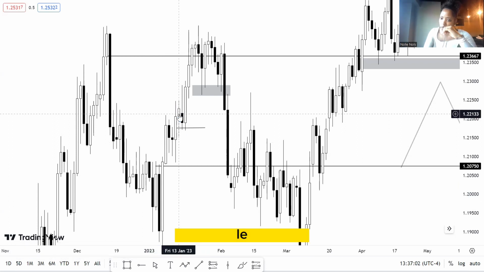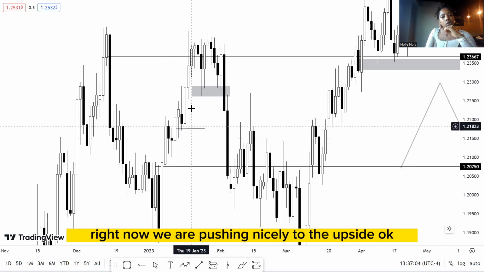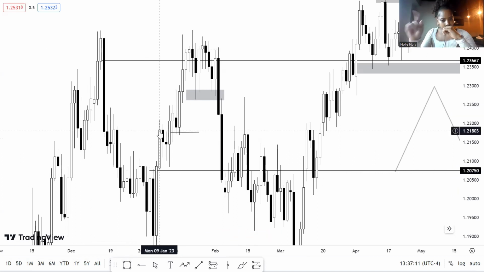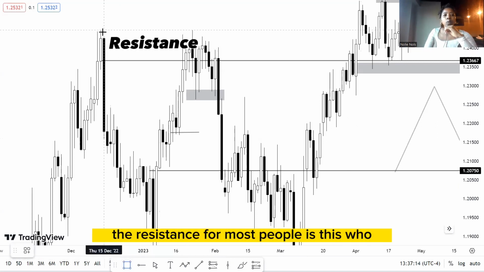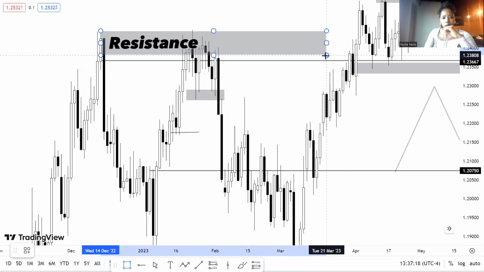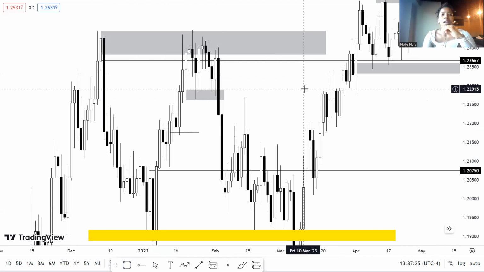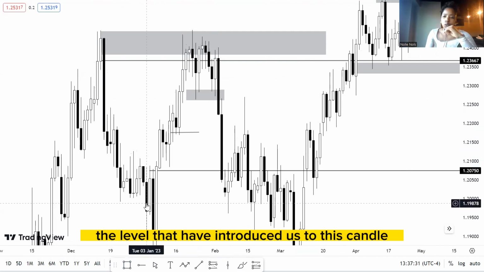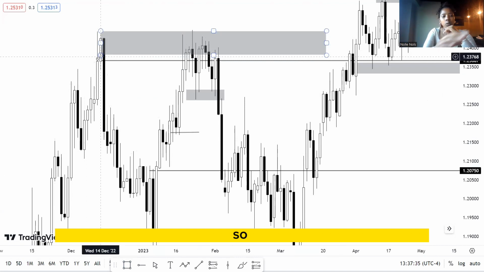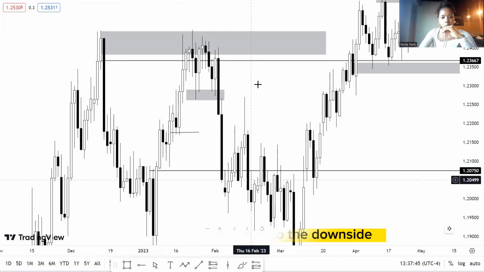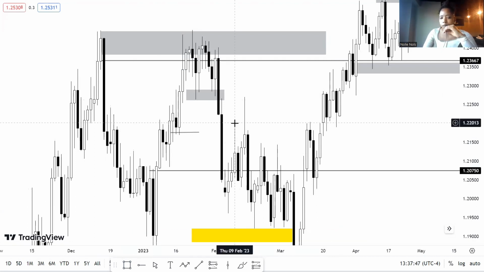Okay, let's move together. Right now we are pushing nicely to the upside. Okay, this is now the resistance. The resistance for most people is from this whole high. Now, the resistance would be the order block, the level that introduced us to this candle. So this whole move that was sponsored by that candle would be the order block. Therefore, we expect price to do what? To give us a next leg, which would be the push to the downside, to close all the orders from this side, you guys, okay?